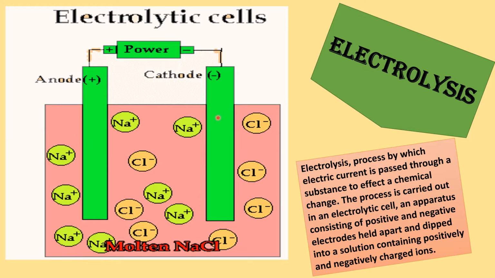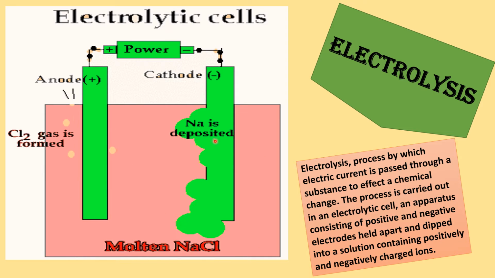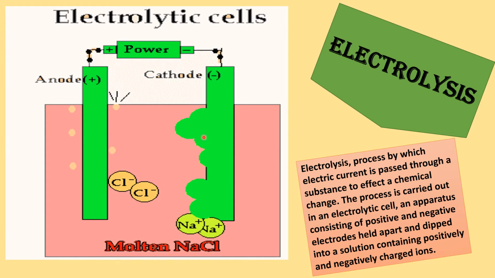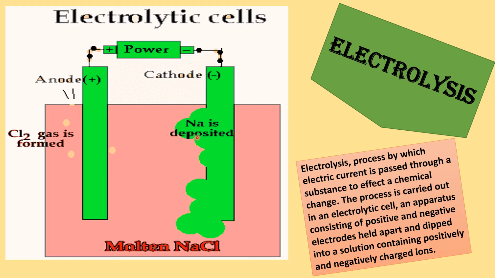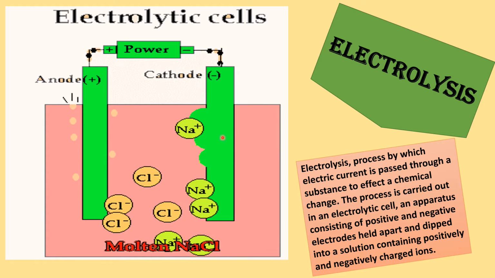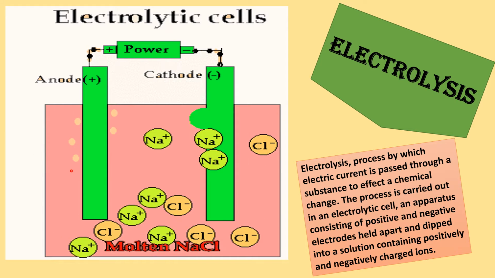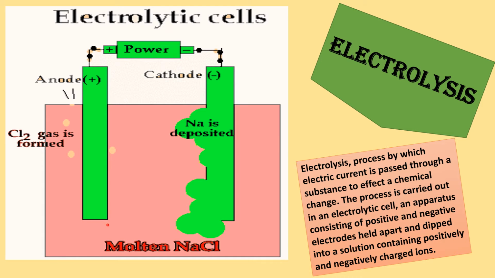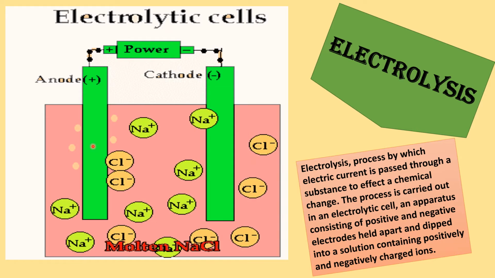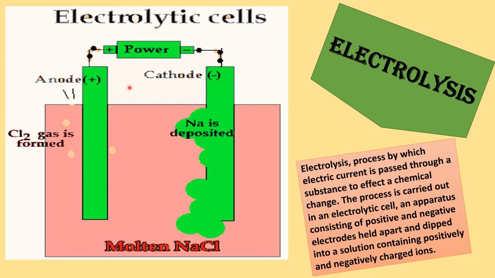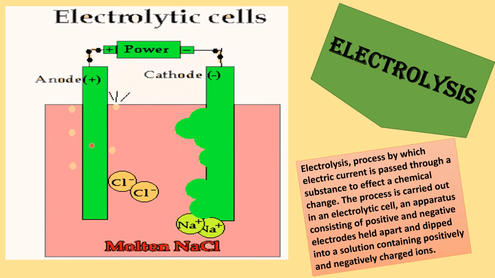And in cathode, sodium ion will be neutralized by taking one electron each, and Na is deposited in cathode. That means sodium is deposited in cathode. And in anode, chlorine gas is formed. How? Because Cl minus ion will give their extra electron to anode and two Cl atom will form one molecule of Cl2. That means chlorine gas is formed at anode.